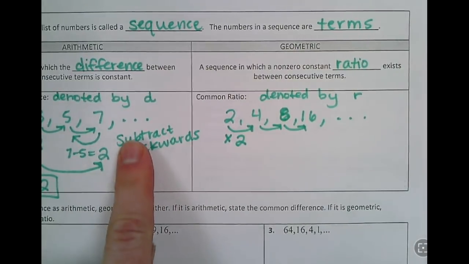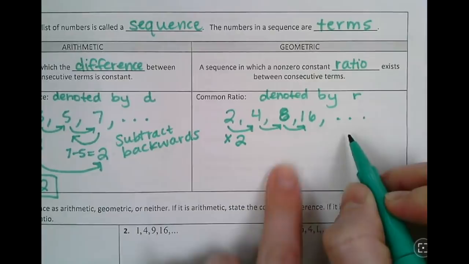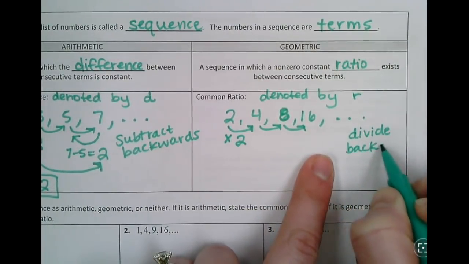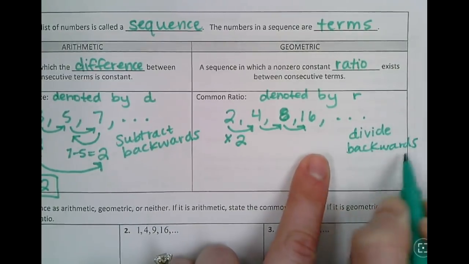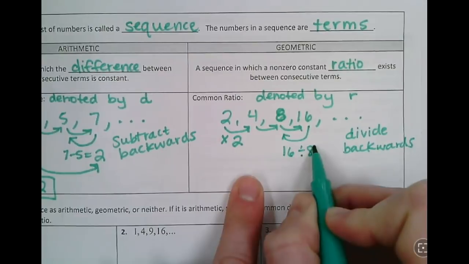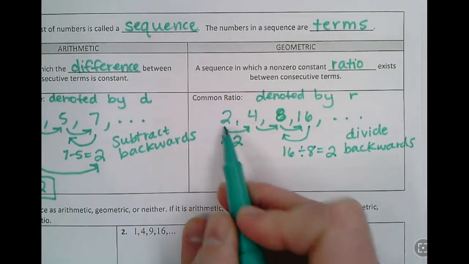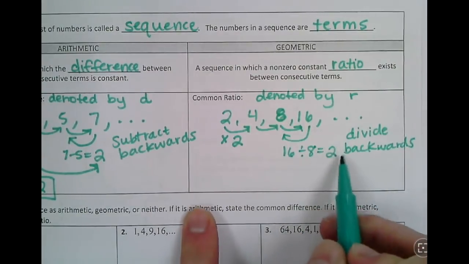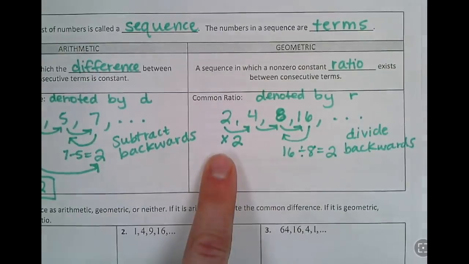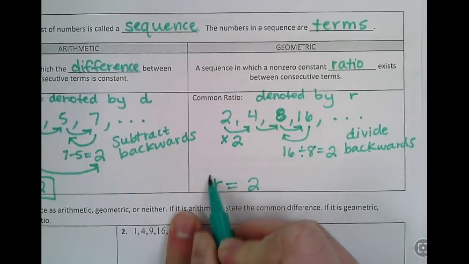Just like before when we subtracted backwards for the difference, ratio is the same idea with division. We can divide backwards. 16 divided by 8 gives me a positive 2. 8 divided by 4, 4 divided by 2. Every time I get that positive 2, because I'm trying to find what number is multiplied to get to the next. So here, my ratio R equals positive 2.